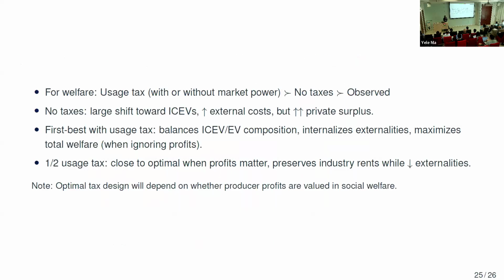And I'll conclude that for welfare, the usage tax is always going to be better than having no tax or than the observed scenario. Then no taxes is going to give us many more combustion cars. The first best is going to balance the internal combustion and EV composition and internalize the externalities. And we also show this scenario with half a usage tax, because of the logic that we don't need to charge the full externality price because there's market power. So we show how it would look. And in some scenarios, we find that we would have higher welfare if we had half a usage tax.